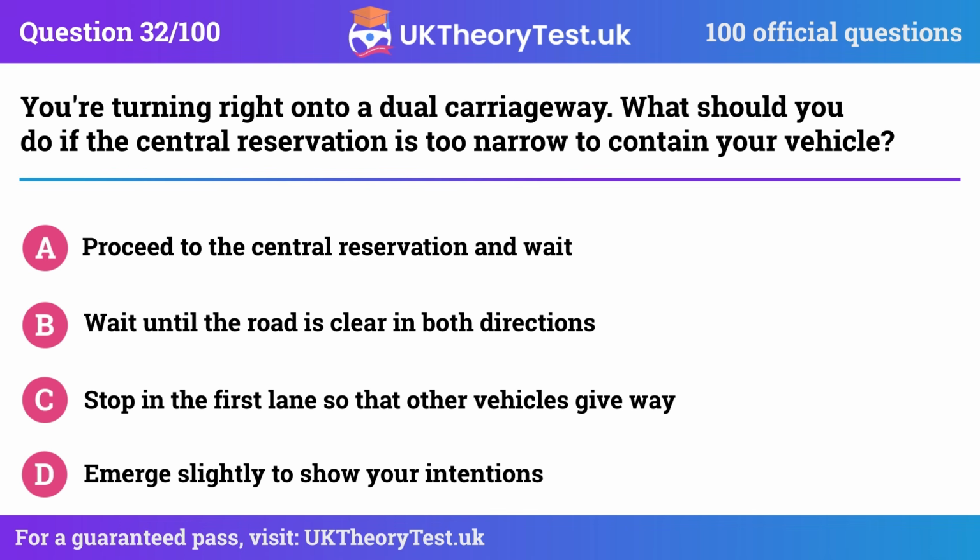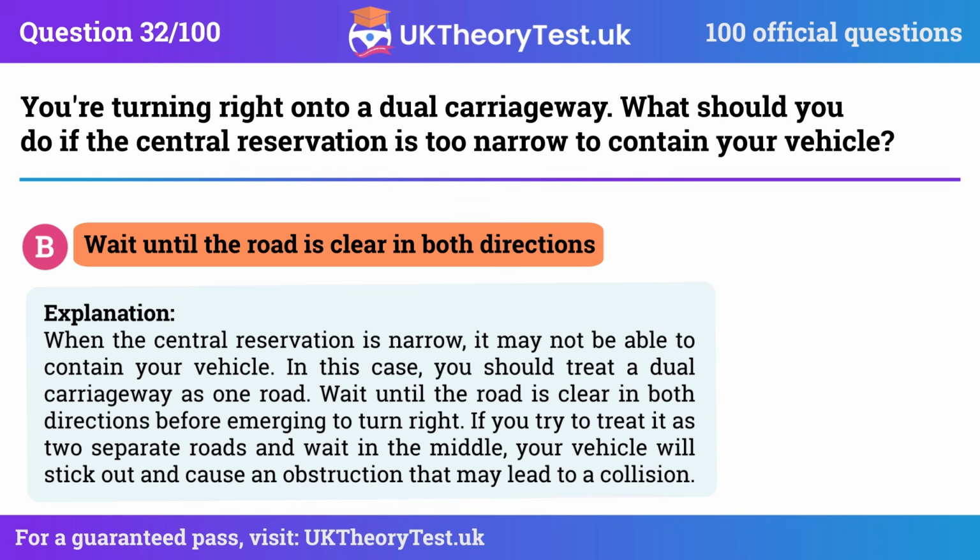The correct answer is B. Wait until the road is clear in both directions. Explanation: when the central reservation is narrow, it may not be able to contain your vehicle. In this case, you should treat a dual carriageway as one road. Wait until the road is clear in both directions before emerging to turn right. If you try to treat it as two separate roads and wait in the middle, your vehicle will stick out and cause an obstruction that may lead to a collision.